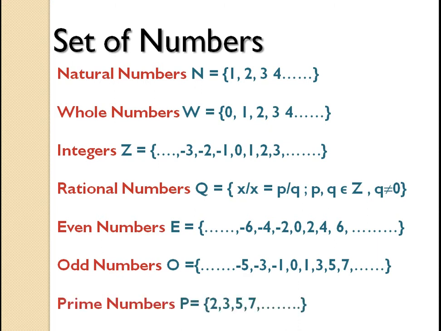The last one is prime numbers. The prime numbers include the whole numbers that have only two factors, 1 and the number itself. The set of prime numbers is represented by P. We can say that they come only in their own table. None of them come in another table.